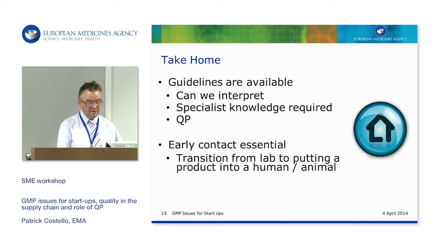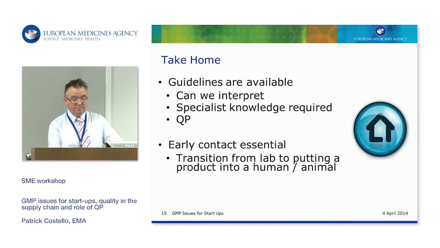If you are thinking of manufacturing medicines, which I guess most of you are, early contact with your medicinal product competent authority is essential if you're trying to transition from a laboratory or an early clinical setting to putting a product into a human or an animal. So the earlier you make contact, the better. It can certainly speed your transition through applying for and receiving a manufacturing authorization.